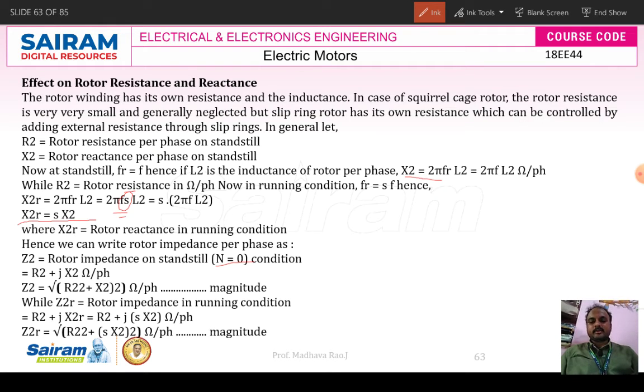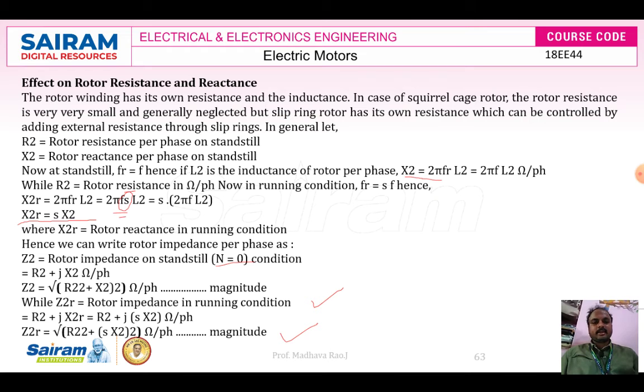So Z2R is the rotor impedance in running condition. In place of X2, we have to substitute X2R, or S into X2. So at running condition the impedance will be different: R2 plus jX2R will come. Running reactance we have to consider, whereas in standstill condition X2 we have to consider. So this is the magnitude: root of R2 square plus (S into X2) square ohm per phase. So this is about the effect on rotor resistance and reactance.